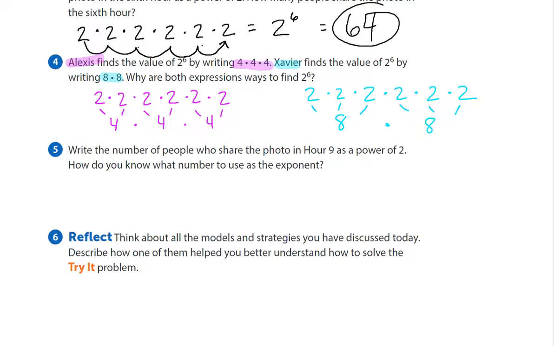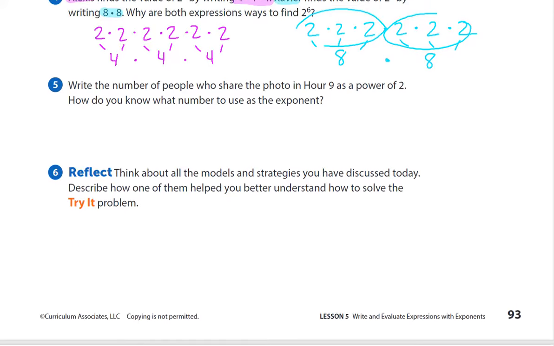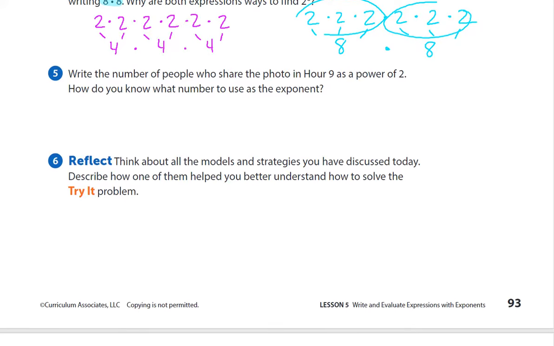So he multiplied these groups of 3 together first. And either way, it's going to be 64. So that's why both expressions are correct. You can just illustrate it out. That's fine.